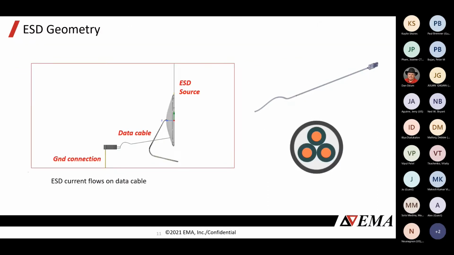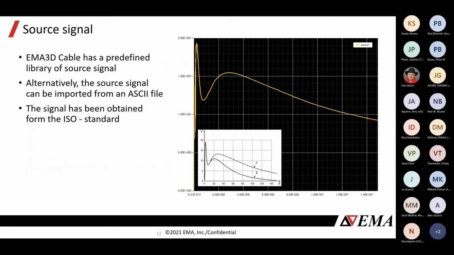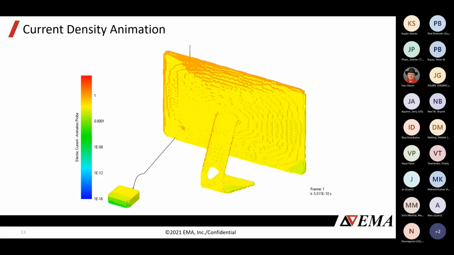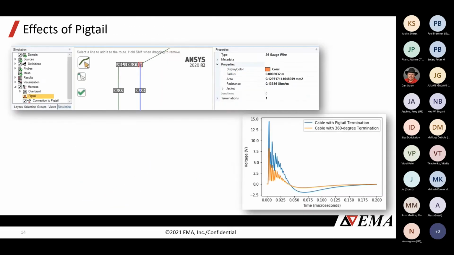In this case, we're going to talk about ESD to a monitor. The monitor is connected to a cable. The cable is connected to a computer, and the computer is the ground point. There's no grounding assumed in this case at the monitor, so all the current is going to have to flow on the data cable. We're applying a standard ESD waveform, and we show how that current flows. You can see it flows onto the monitor and then through the cable to the computer itself. The only path for the current to flow to ground is through the cable.